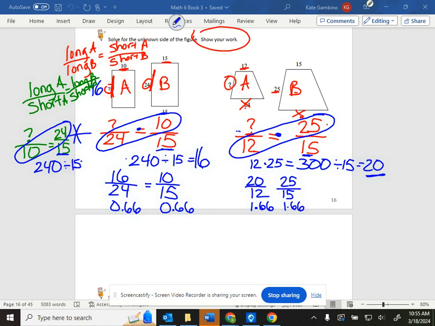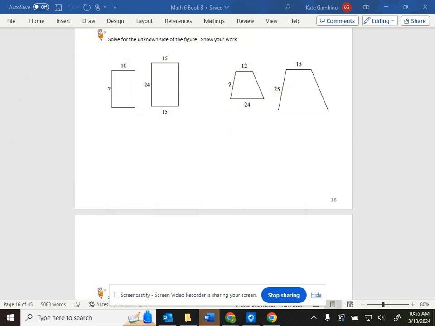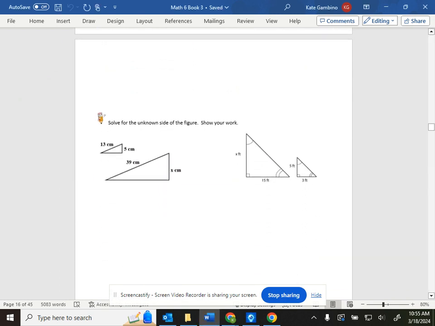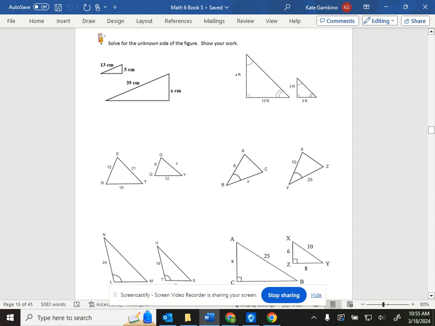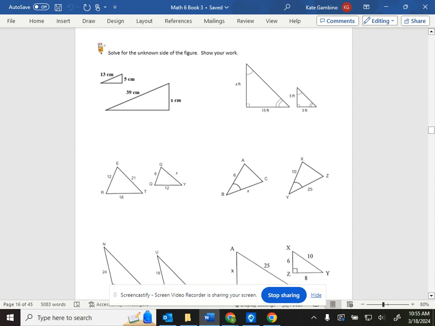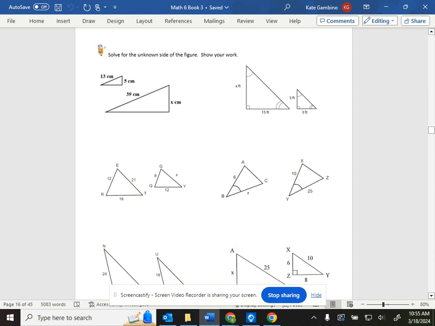Let's look at our work for today. Solve for the unknown side of the figure. Show your work. I want to see which method you're using. Line up long A's, long B's, short A's, short B's, lining them up. Show what you get, and then show how you checked your work. What decimal place did you get when you divided them together? Check to make sure that you line them up correctly.